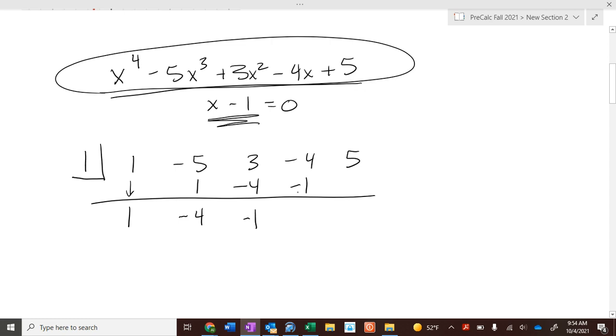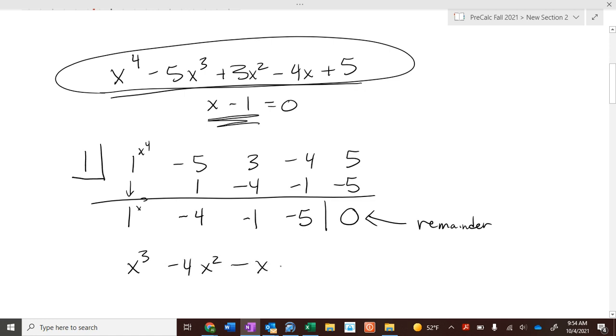Negative 1, right? And then you add and you get negative 5. And then you multiply, you get negative 5. And then you add and you get 0. This is the remainder. And then this is the function that's left over. If it was x to the fourth here, then this would be x to the third. So this is x cubed minus 4x squared minus x minus 5 with a remainder of 0. Okay? Synthetic division. Okay, remember that a little bit from algebra 2?